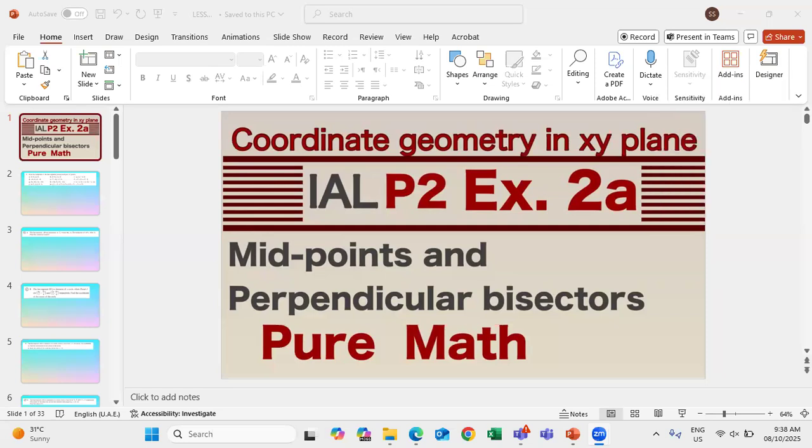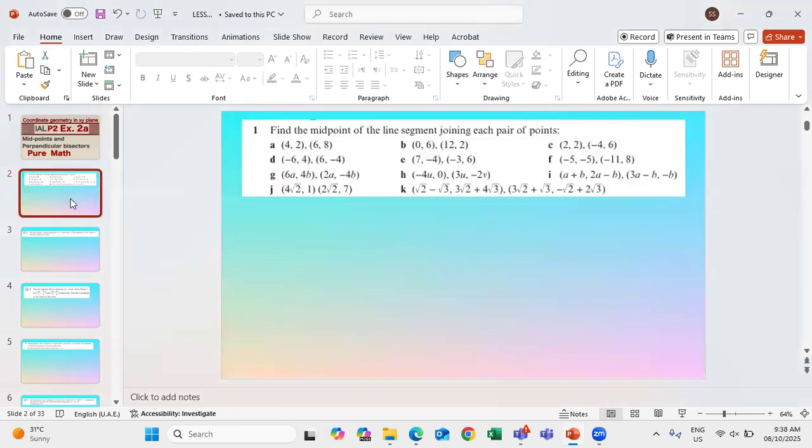In today's session, we are going to work on our pure maths paper P2, International Edexcel Level A. And the topic of discussion is midpoints and perpendicular bisectors. Most of you might know about the midpoints already, but perpendicular bisector is something new. So let's begin with the questions.